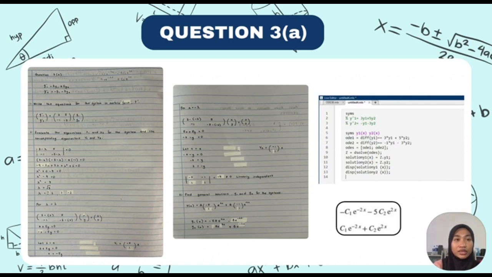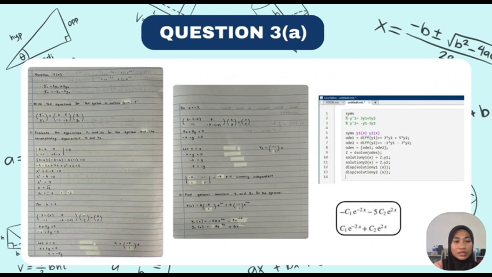Today I would like to explain question 3A. From the question, it's given the y1 and y2 equations, and we will rearrange the equations in matrix form. After that, we will evaluate the eigenvalues lambda 1 and lambda 2, and also the eigenvectors V1 and V2. From the manual calculation, I get the answer for lambda is 2 and negative 2.